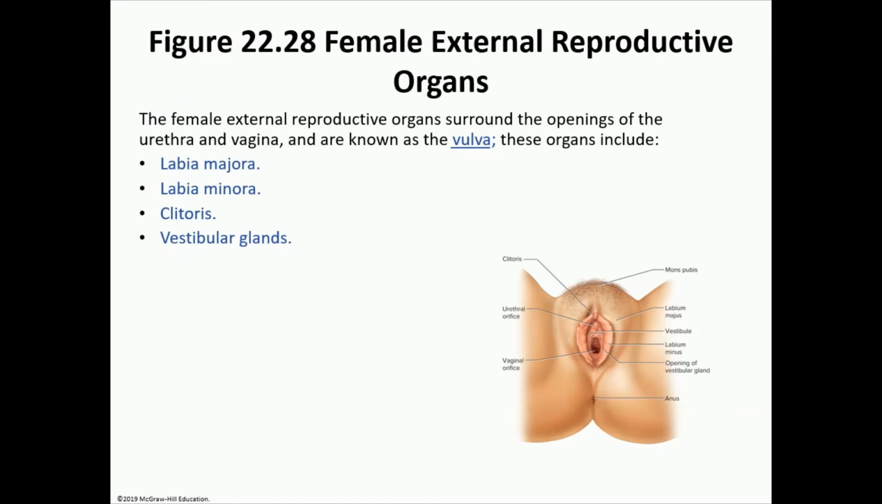For the external reproductive organs, we already mentioned the labia majora, there's the labia minora, and then the clitoris, and we talked about the vestibular area. And the vestibular area would be the area between the two labia minora. So we'll take a look at the structure and function of each of them.